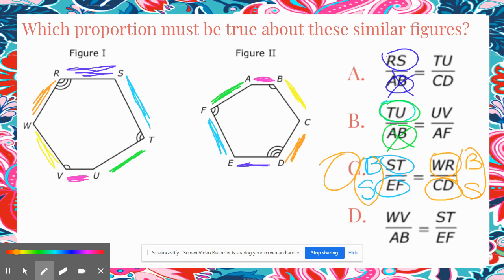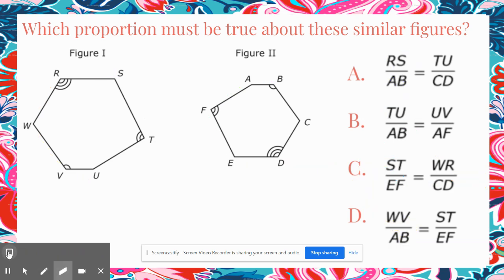I'm going to just show you why it's not D. So I'm going to pick VW, which is yellow, and AB, which is not yellow, it's pink. So there's my reasoning for the answer of C.